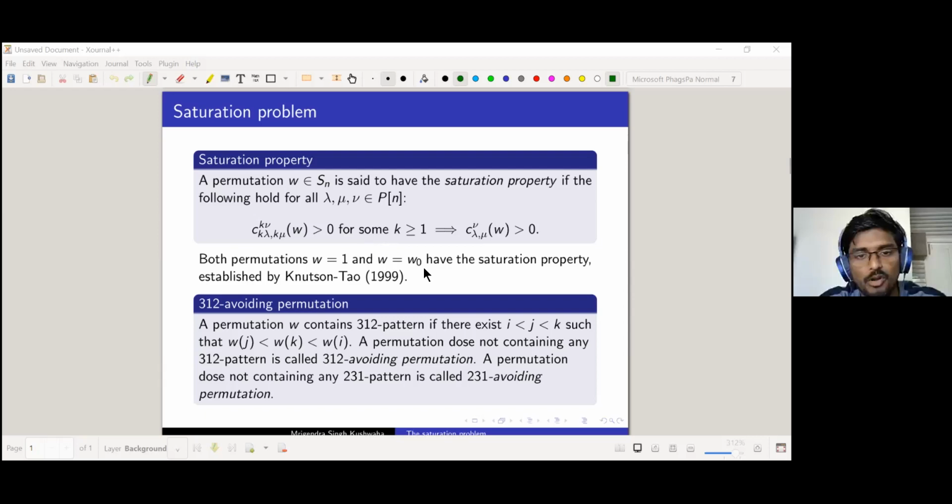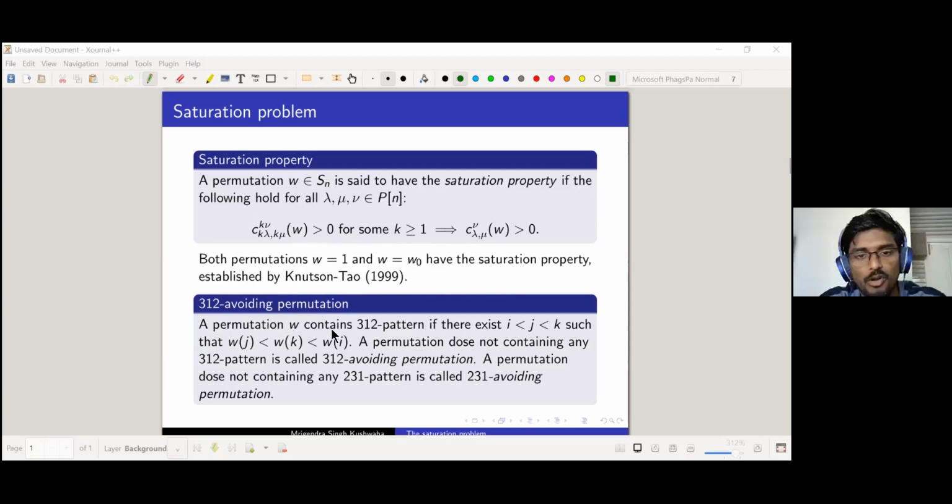And if you take W equal to W naught, then this refined LR will become the LR coefficient, and the saturation property, meaning the saturation conjecture, has been proved by Knutson and Tao by using the honeycomb model. So for these two permutations, we know that. So what we do, we consider some special class of permutations and we prove that the saturation property is true for those also. So what is a 3-1-2 avoiding permutation?